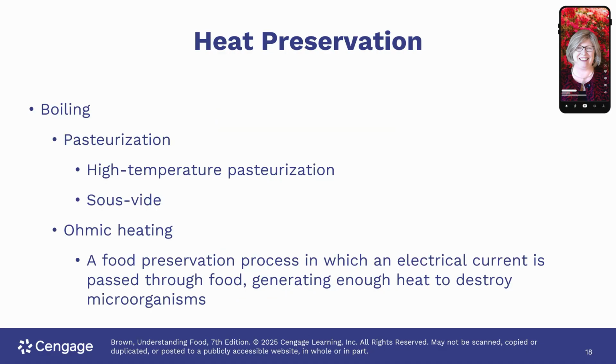Heat preservation includes boiling and some other ways to generate the heat. Pasteurization is a high temperature process that destroys microorganisms and allows milk to be drinkable for a longer time. Ohmic heating is where you have an electrical current passing through the food that generates enough heat to destroy microorganisms.